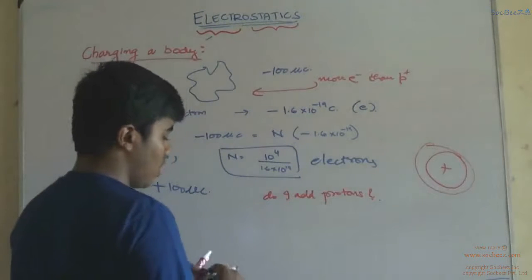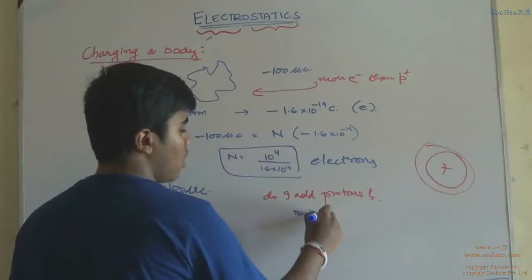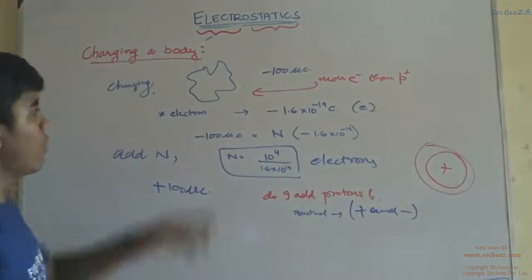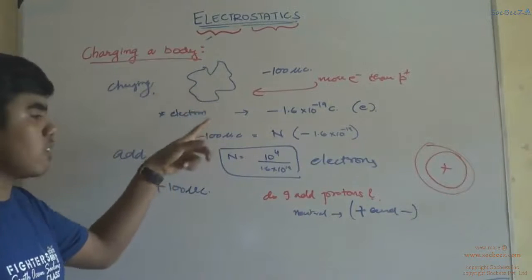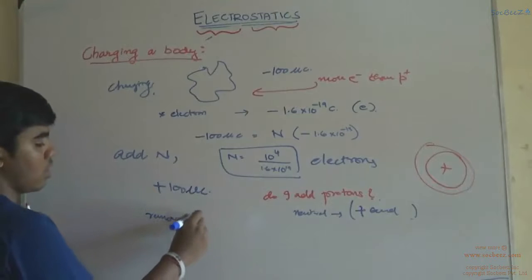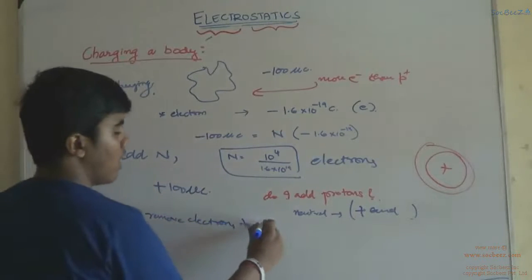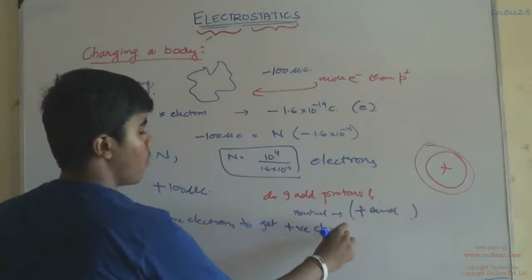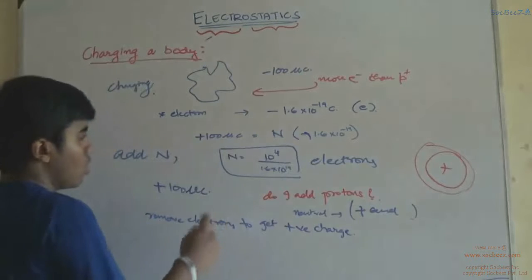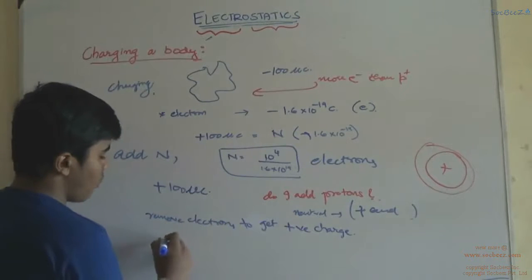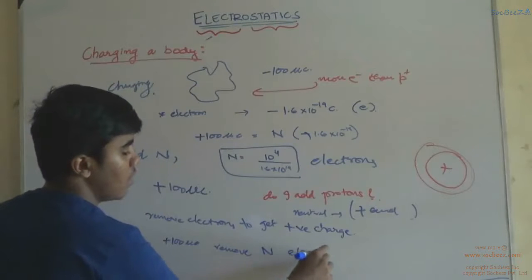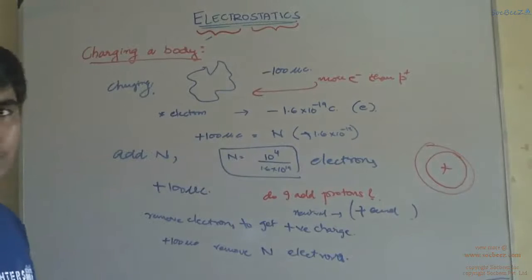Thus, instead of adding protons, see what a neutral body turns out to be. Plus and minus. A positive charge and a negative charge would make this body neutral. So to have an excess of positive charge in it, I must remove this negative charge. So what I do here, I remove electrons to get positive charge. Now what is the number of electrons I remove? The calculation remains the same. For plus 100 I would remove the same number of electrons. So to get a charge of plus 100 microcoulomb, I would remove n number of electrons, where n is the same. So this way one can charge a body. There are even other ways too.